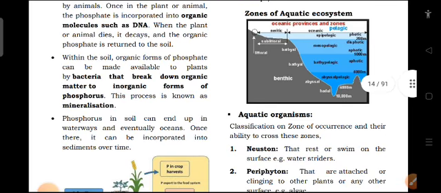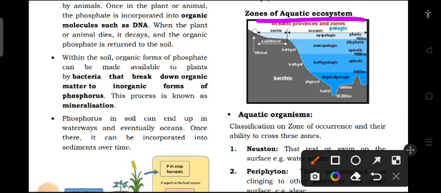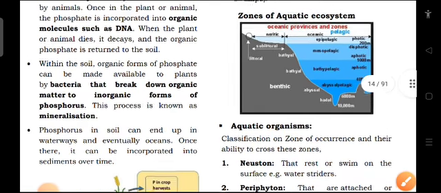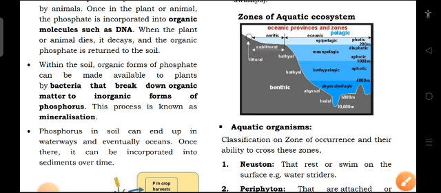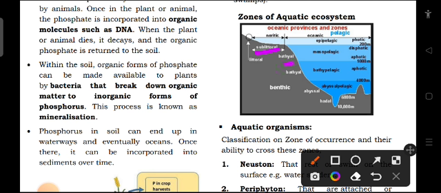Now these are the zones of aquatic ecosystem. If we zoom in, we can find that the first zone or area is neritic, and if we go further, it is called oceanic. And even here we have sublittoral, bathyal, abyssal, hadal, etc. Hadal is the most saline region.